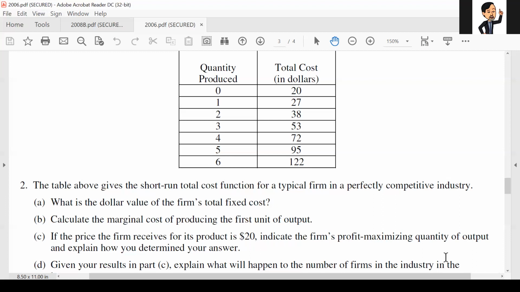Wait, is this even the labor market question? Who knows? What is the value of the firm's total fixed cost? It's $20. And how do we know that? I remember having you there. Thank you, Miss Offmar. That is correct.